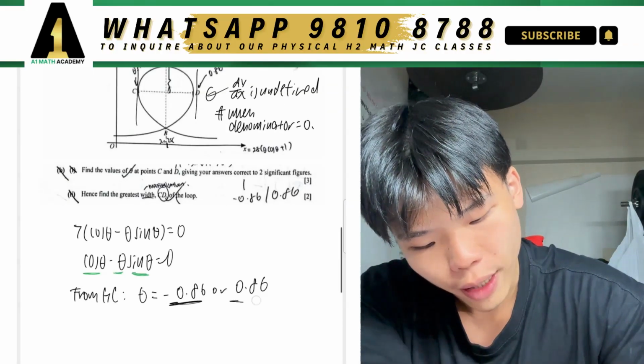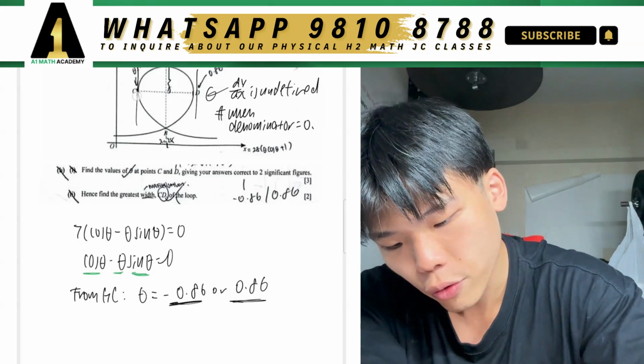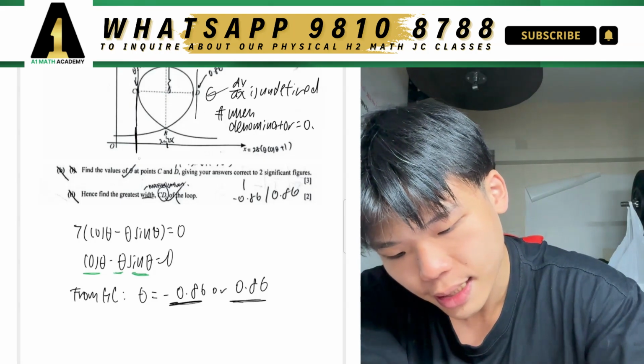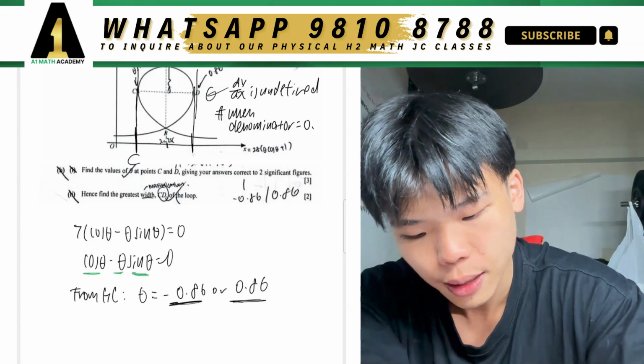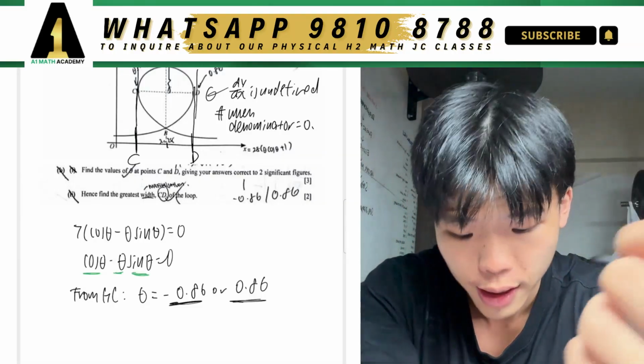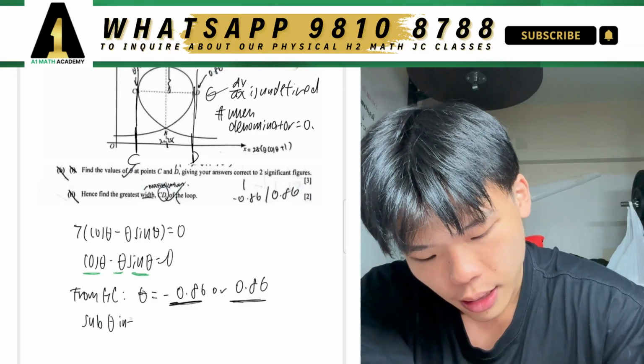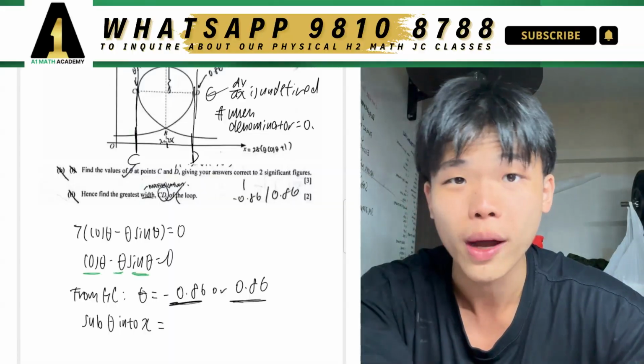But now you get these two values over here, right? So how do you know which one belongs to C and which one belongs to D? That is where you realize that in the context, C actually happens before D in terms of the x-axis. The x value of C is smaller than the x value of D. So you just need to sub the value of theta into x, and you see what are the two x values that you'll get.